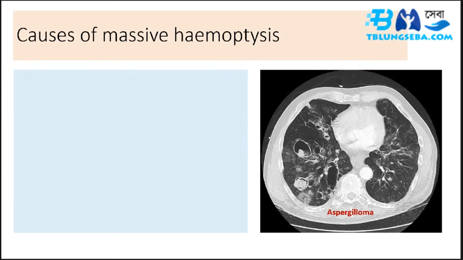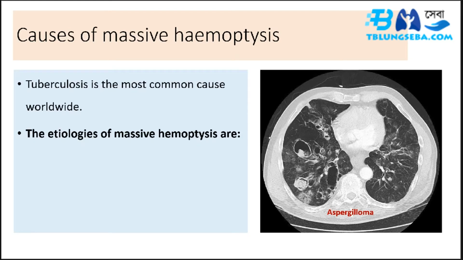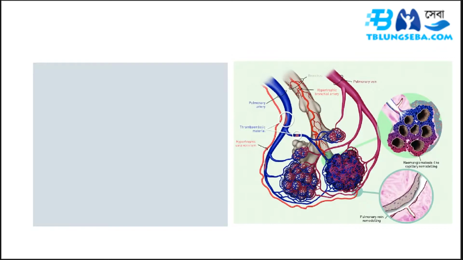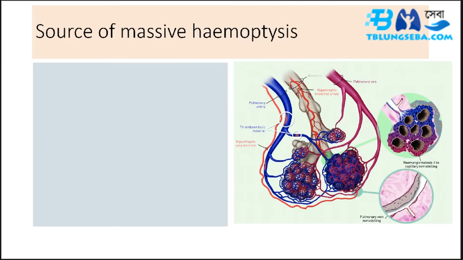Causes of massive hemoptysis. Tuberculosis is the most common cause worldwide. The etiologies of massive hemoptysis are tuberculosis, bronchiectasis, lung abscess. Others, for example aspergilloma, fungus ball, etc. Source of massive hemoptysis: bronchial arteries, 90%.